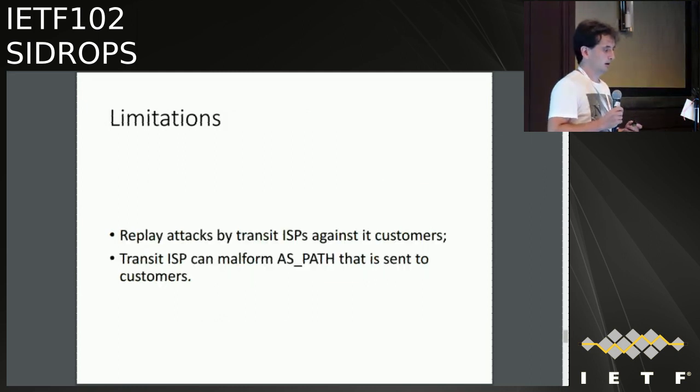Because it doesn't work on provider links. We can't verify the AS_PATH for routes that are received from providers. We should thank here IXs because they are not present in the AS_PATH. Also, there are some structural limitations. There still could exist replay attacks. The provider can send malformed routes to its customers, because it can't be verified. But I don't think this is a showstopper here.